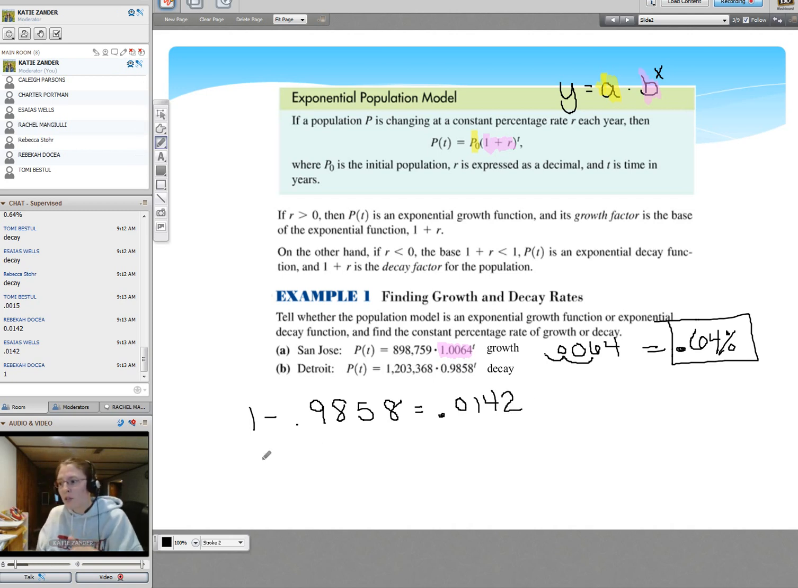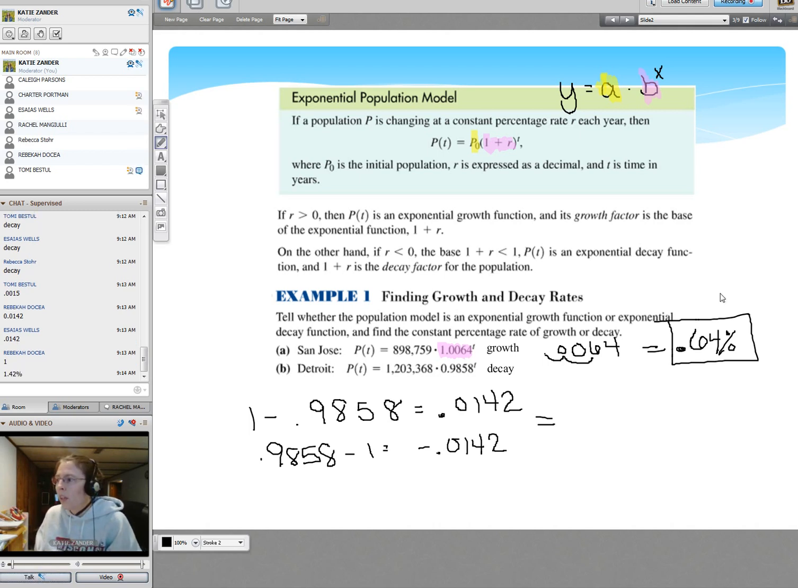Now, if you would have subtracted 1 from this, that's okay. You would have gotten the same value. It just would have been negative. The negative sign is representing a decay that's occurring. We do need to change this to a percentage still. So no matter which way we're looking at it, how does that translate to a percent? 1.42% for your decay rate.